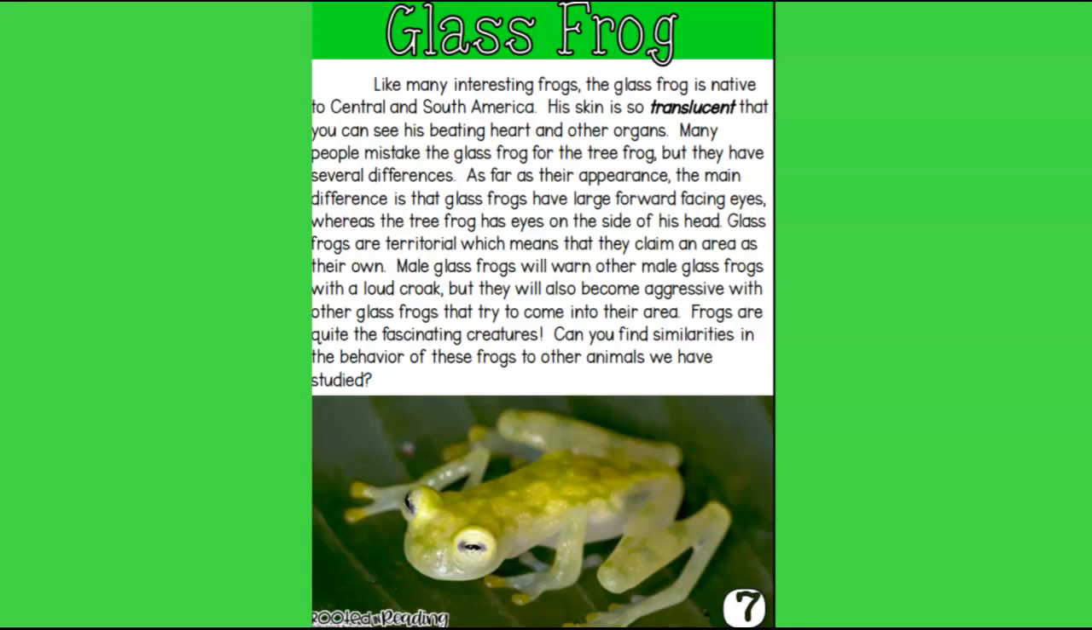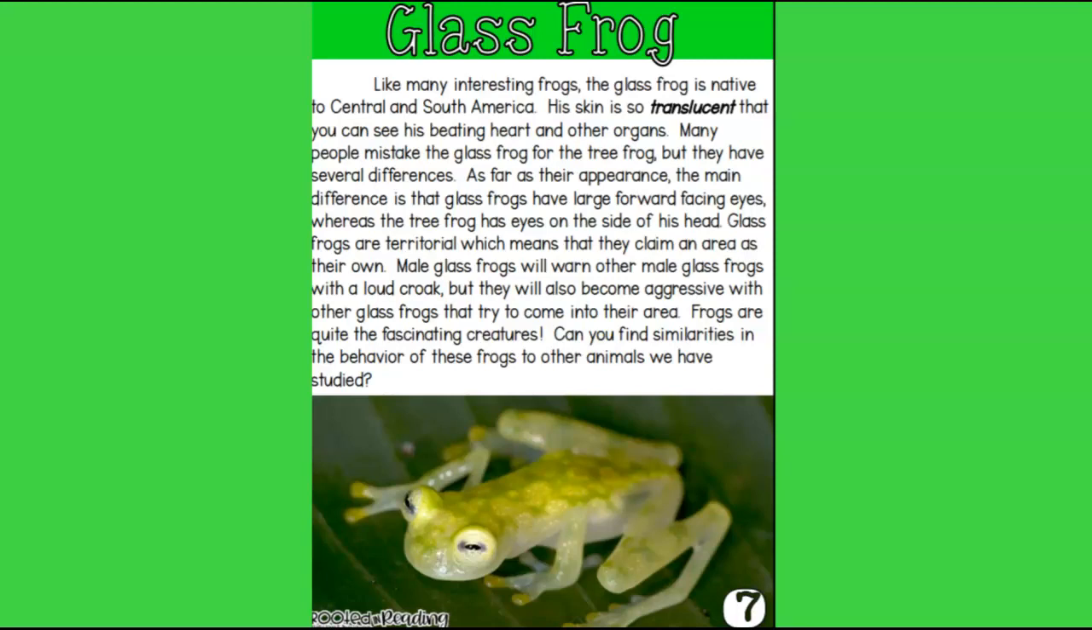The glass frog. Like many interesting frogs, the glass frog is native to Central and South America. His skin is so translucent that you can see his beating heart and other organs. Many people mistake the glass frog for the tree frog, but they have several differences. As far as their appearance, the main difference is that the glass frogs have large forward-facing eyes, whereas the tree frog has eyes on the side of its head.